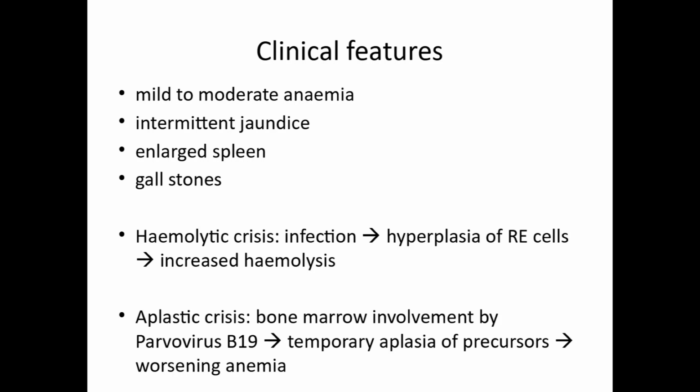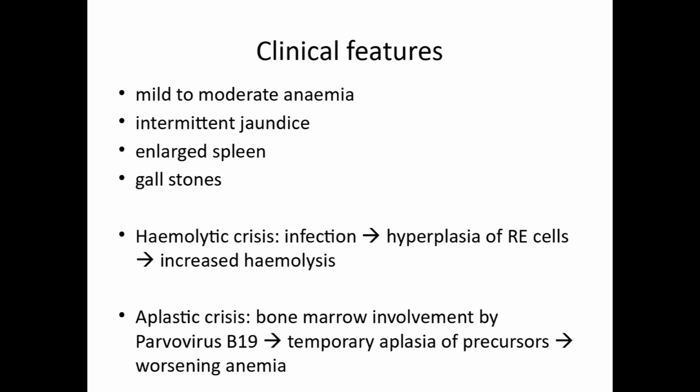In hemolytic crisis, whenever there is any kind of infection, the macrophages, that is the reticuloendothelial cells, will increase in number. When macrophages increase in number, obviously those same macrophages in the spleen are the ones that are eating up RBCs. So the hemolysis in the spleen will be more. That is the hemolytic crisis.